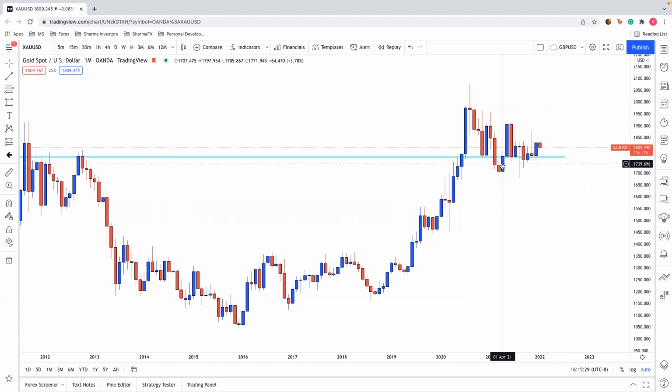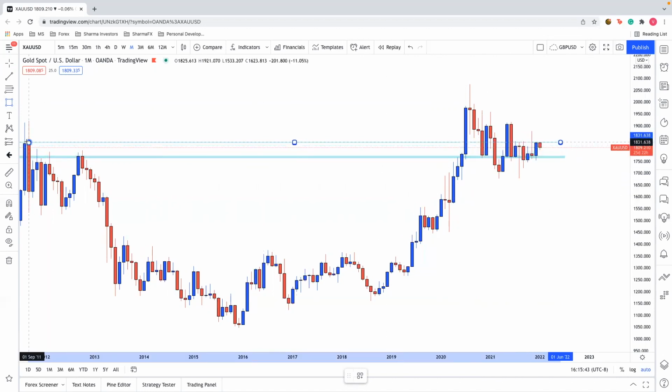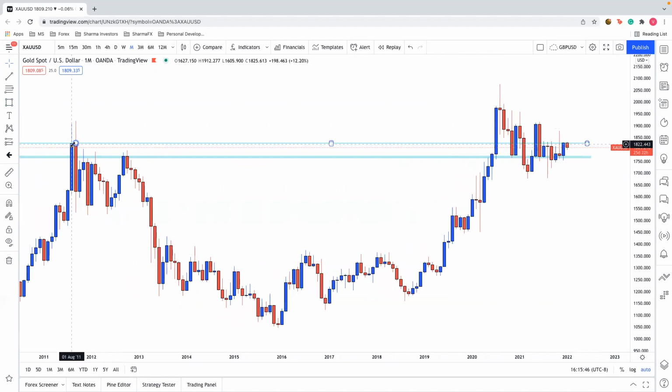Now, the next thing is your resistance. Same thing. What level does price need to break first in order for it to continue all the way up to 1900 or even higher? It's this resistance right here, right? So this is the level that price is kind of respecting as resistance. You're going to use whatever's happening here to the left as your confirmation.